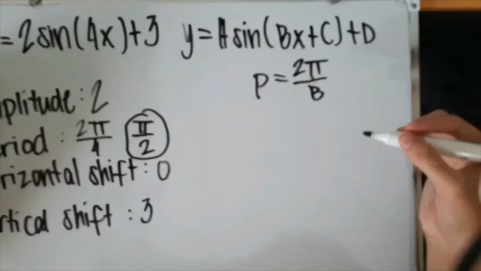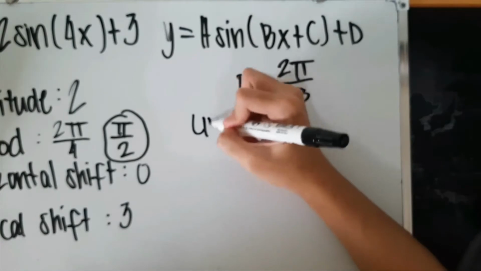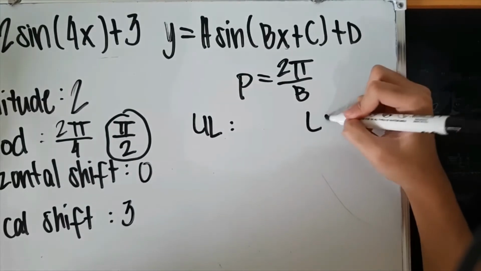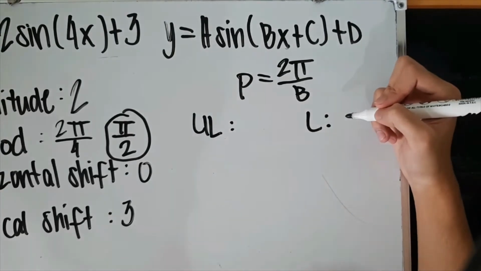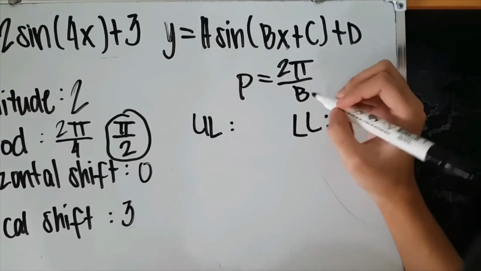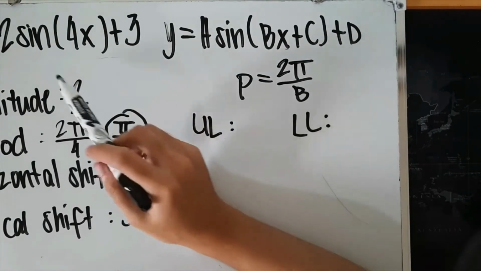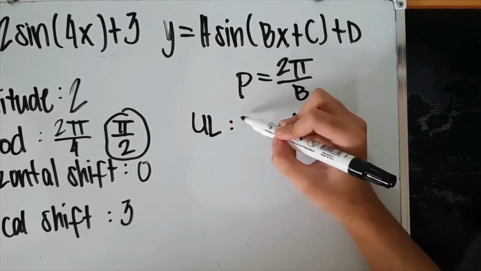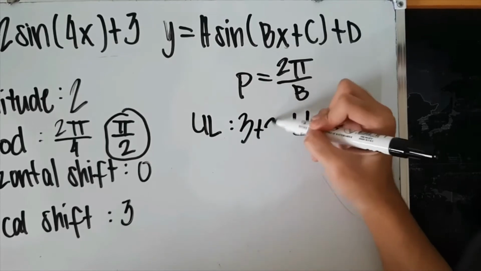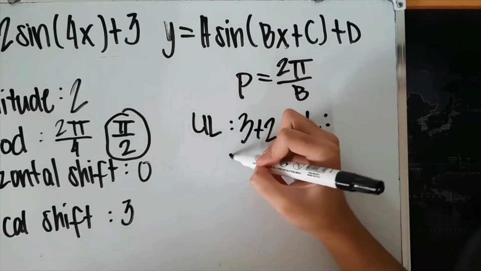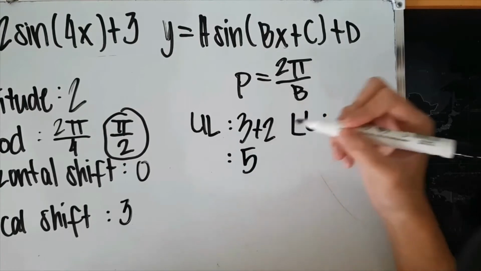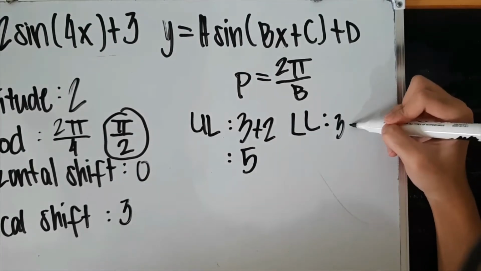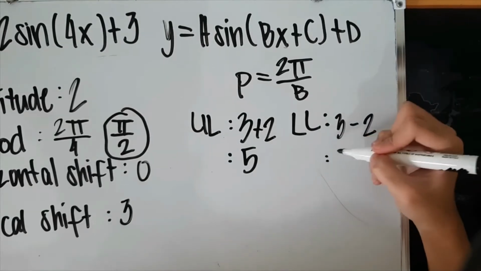We should also find the upper limit and the lower limit. The formula for the upper limit and lower limit is d plus minus a. So let's do 3 plus 2. Our upper limit is equal to 5, and our lower limit is 3 minus 2, which is 1.